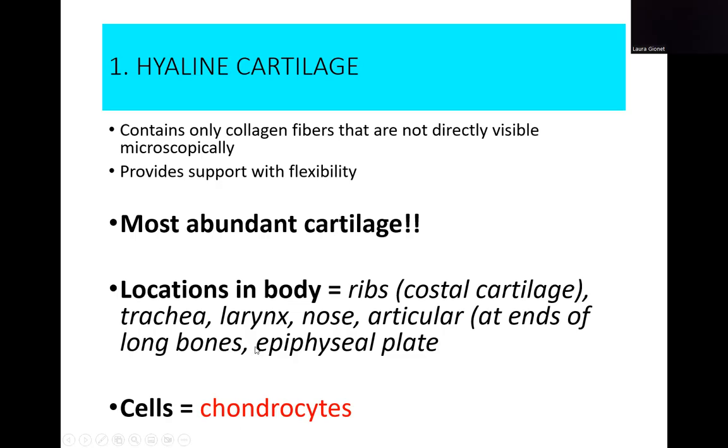And I need to close that parentheses. That's making me crazy, so I'm going to fix that right now. Hyaline cartilage, close parentheses, because that makes me crazy. Okay, sorry about that.